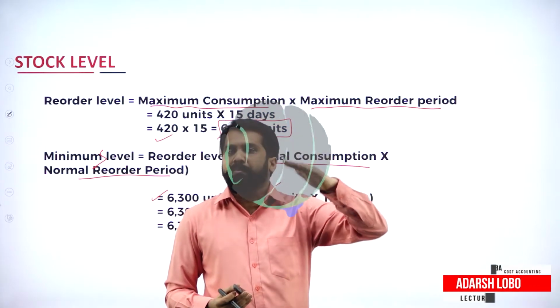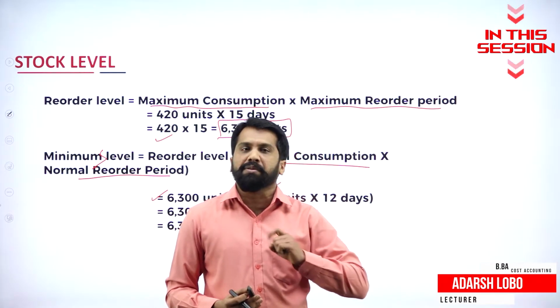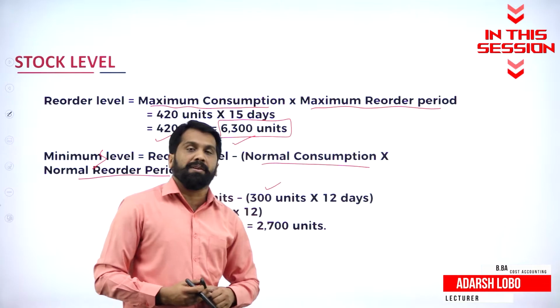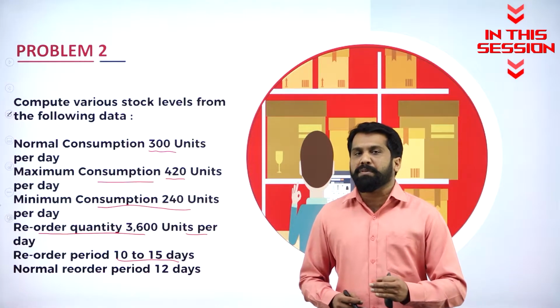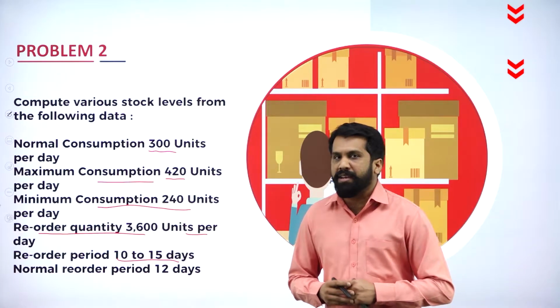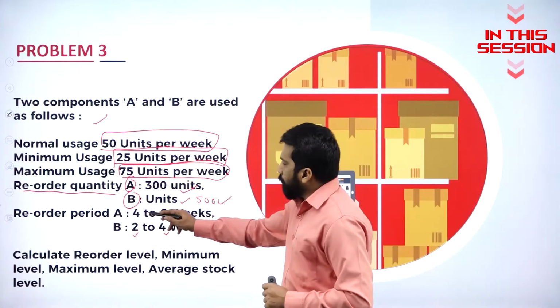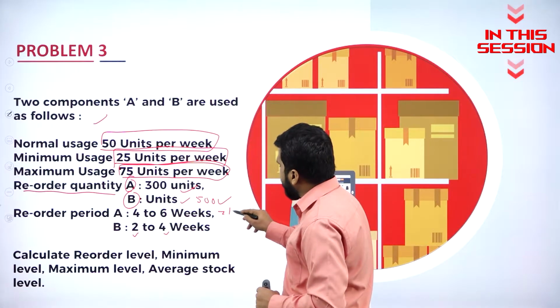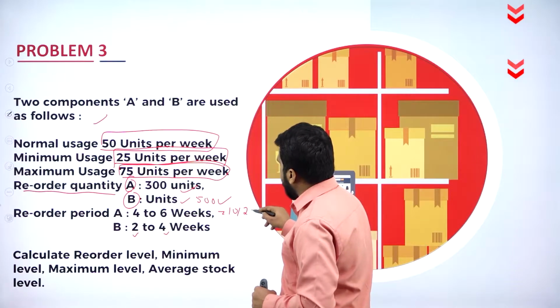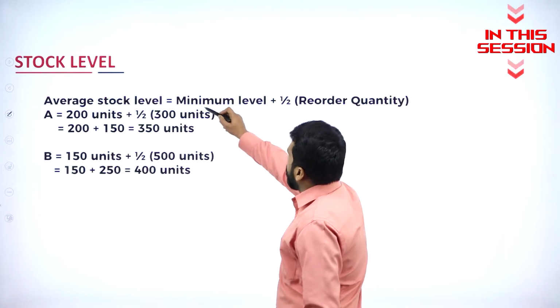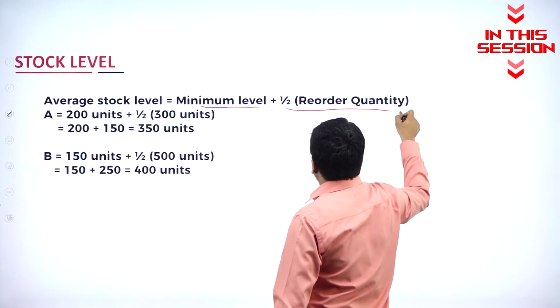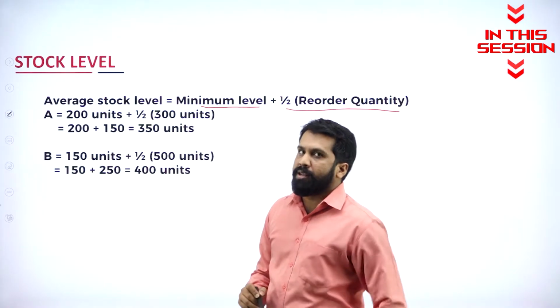Your maximum plus minimum divided by 2 is called normal reorder period. Now, once you reorder, minimum day will be 10 days and maximum will be 15 days. 4 plus 6, how much is it? 10. 10 divided by 2, it will be 5. Average stock level is equal to minimum level plus half of the reorder quantity.